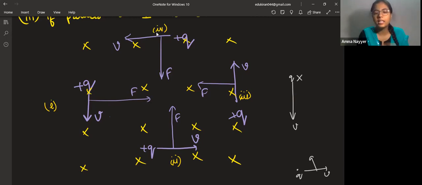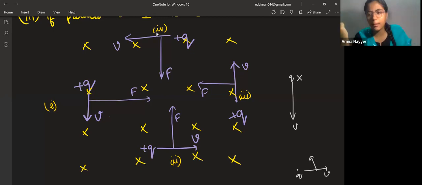Now, the second one: the charge is moving towards the right, so you will also place your hand towards the right. Now, where is the magnetic field? The magnetic field is already given, pointing inwards. So I'll curl my fingers towards the magnetic field. Where is the thumb pointing?